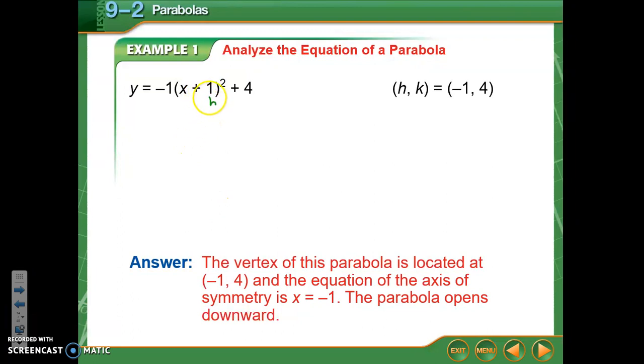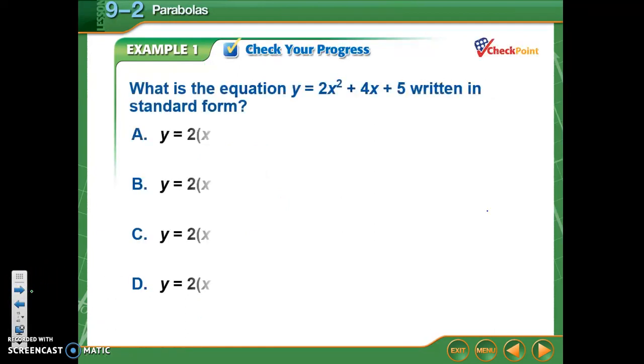So my vertex is h, k. Remember here, the equation is x minus h. So if this is a plus, I have to take the opposite. So my vertex is -1, +4. My axis of symmetry, this is a vertically opening parabola. It actually opens down. So that means my axis of symmetry is a vertical line, x equals -1. Okay? So I want you guys to try that with this example.